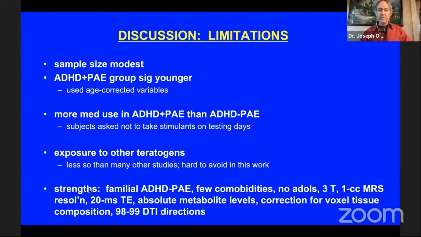And then we had some strengths in our study: all familial ADHD-PAE, few comorbidities in the sample, surprisingly. No adolescent subjects. These are all children 8 to 10. Many other imaging studies mix children and adolescents, and then various technical strengths.